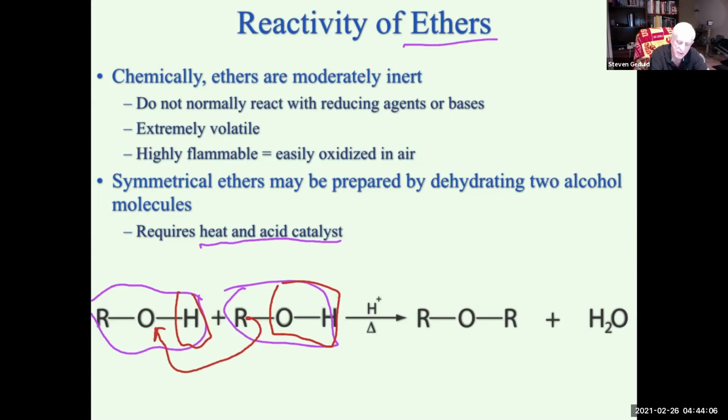A lot of times we see dehydration reactions because water is very stable. It's easy to produce that reaction because we're going to an extremely stable compound. Okay, so we're taking an OH from one, an H from the other, and pressing them together. And that's how we make an ether.